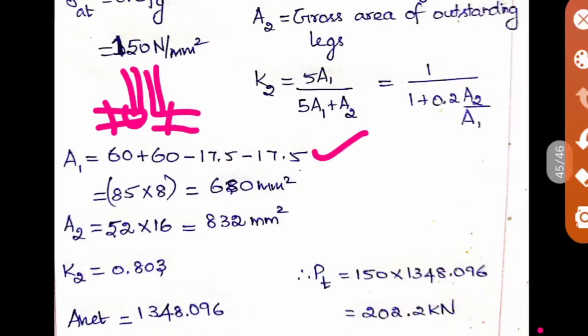So with this A1 and A2, you can calculate the K2, that is 0.803. So with these three values, you can calculate the net sectional area, that is 1348.096 mm square. So when you multiply this value and 150, you are getting the answer as 202 kilonewton. Okay, so this is somewhat nearer to option B, which is 203 kilonewton. So we can go for that option.